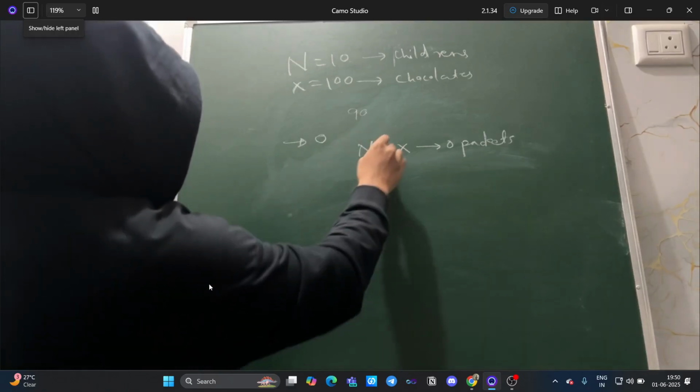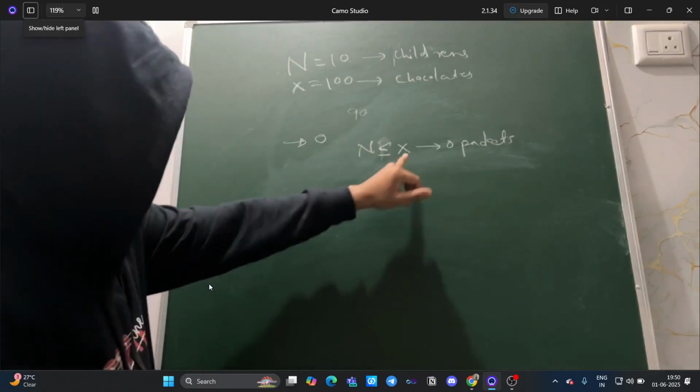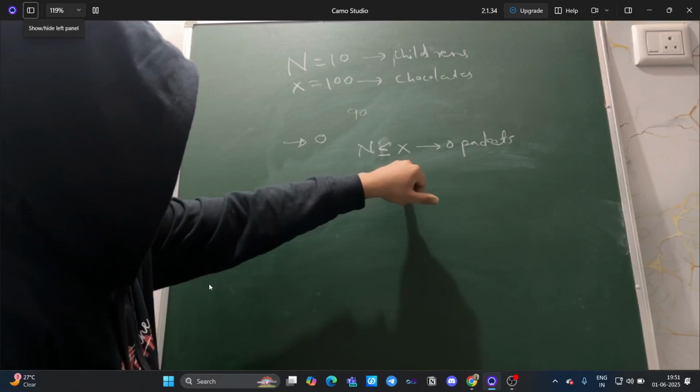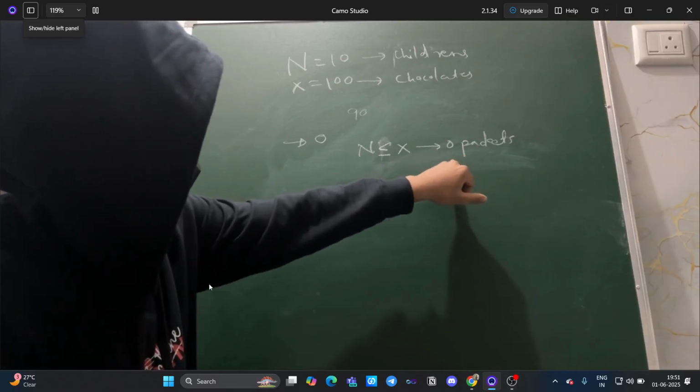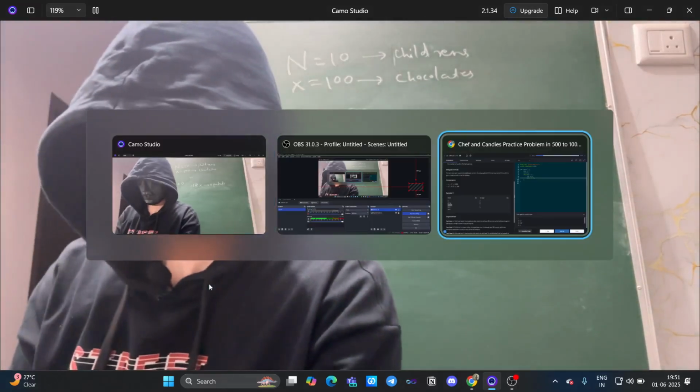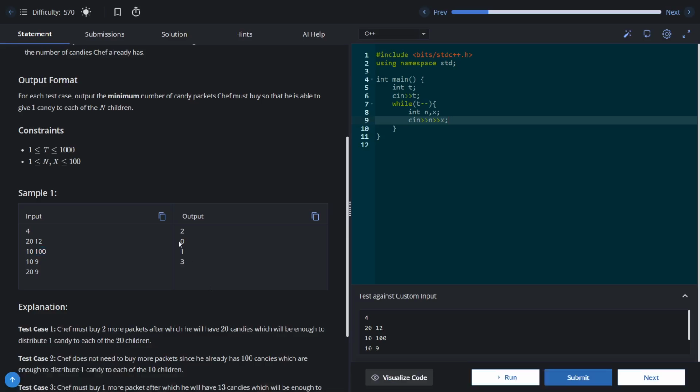If n is less than or equal to x, which means the number of children is less than or equal to the number of chocolates chef has, in that case he will not be purchasing any chocolate. So in the second example, as you can see, the given output is 0.